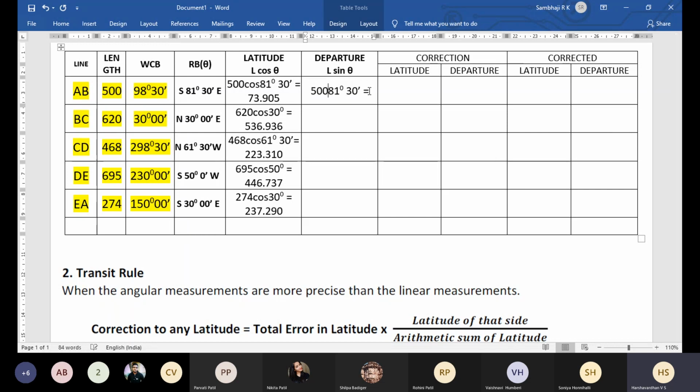Departure is L sin theta. 494.507. Okay. Next line is length is 620 and theta is 30 degrees.